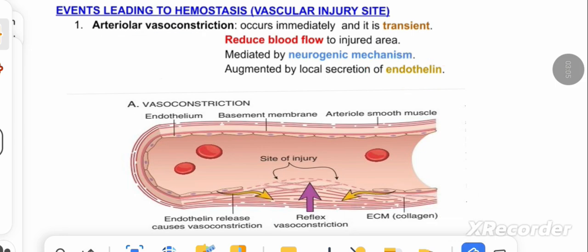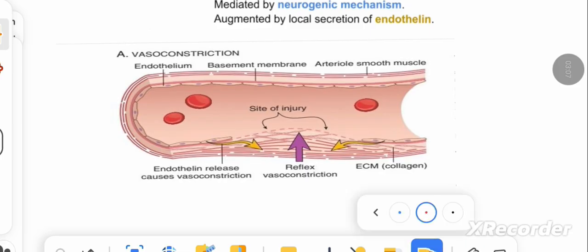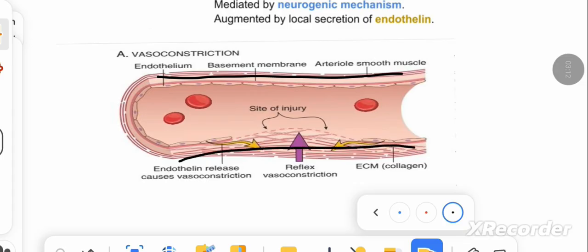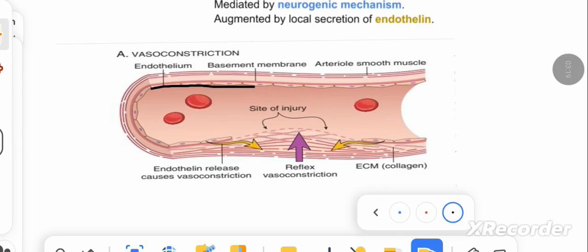So as we can see in this diagram here, this is a blood vessel. Then in the blood vessel we have cells which are called endothelial cells. So those endothelial cells are the cells which cover the whole blood vessel like that. But if we have any injury to the endothelium, what will happen is that endothelin will be released and lead to vasoconstriction. That is the first step in the events of hemostasis.